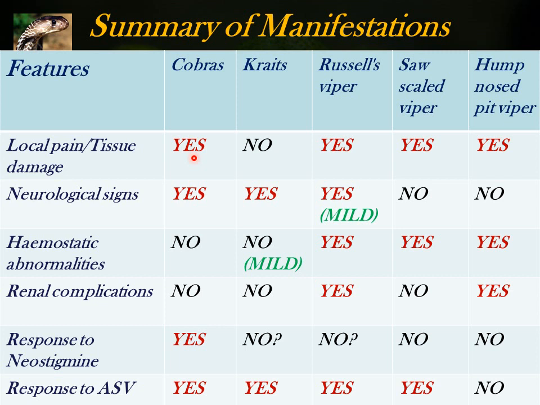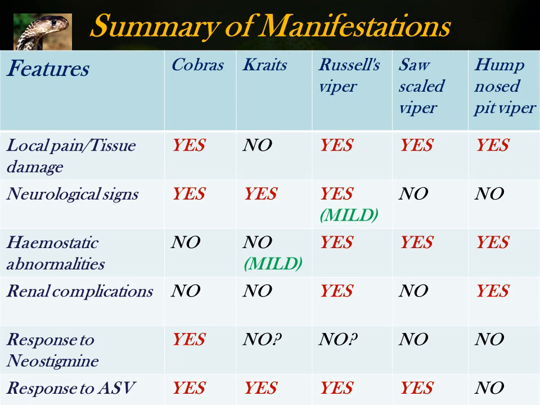And now, there is another area. So, this is the area. Here under the Russell's viper, we have written there are some neurological manifestations. We will discuss it later on. Please remember that it can happen. Okay?